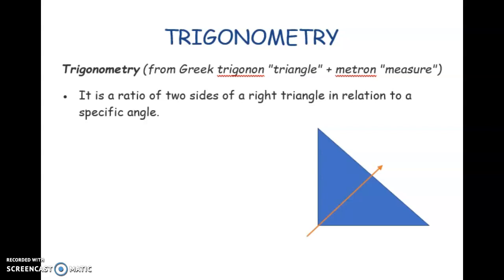Hi, we will discuss again about trigonometry. Now, trigonometry is derived from the Greek word, which means basically triangle and its measurement. So when we are talking about trigonometry, we are talking about the measurement of the triangles with regards to its angle. In this one, we are talking about the right triangle.